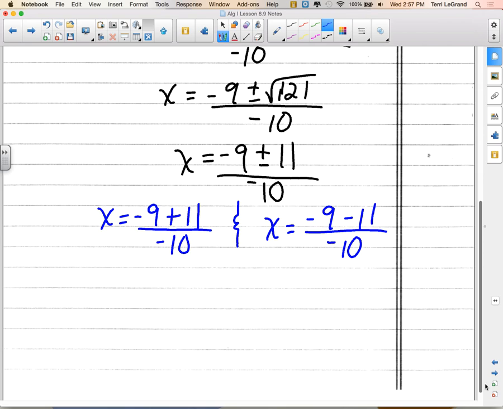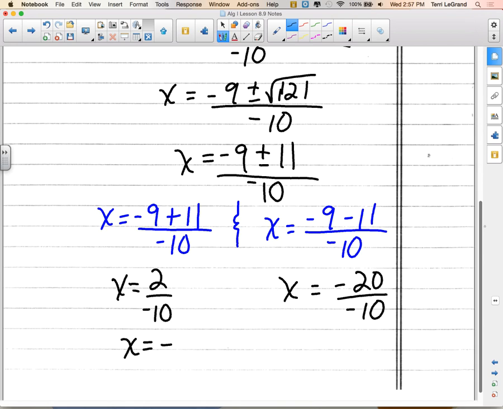So I think the first one probably becomes x equals 2 over -10. This one becomes x equals -20 over -10. But of course, we're not going to leave them like that. So 2 over -10. You want to turn it into a decimal? You can turn it into a decimal because it's a nice one. Negative 0.2, or -1/5, right? I tend to like fractions. And -20 divided by -10 is 2. X equals 2.